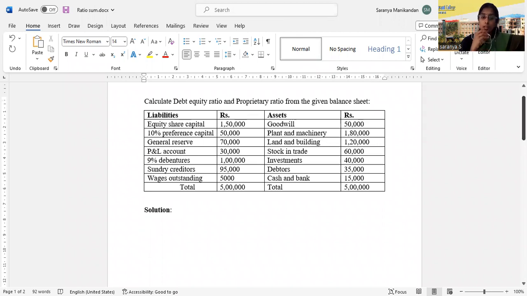So we have liability side, we have equity share capital, preference capital, general reserve, profit and loss account, debentures, sundry creditors, outstanding wages. Asset side, we have goodwill, plant and machinery, land and building, stock, investments, debtors, cash in bank. Okay, so first we will start with debt equity ratio. The debt equity ratio formula is long-term debts divided by shareholders' funds.